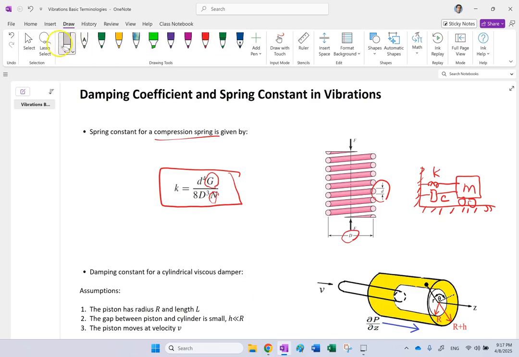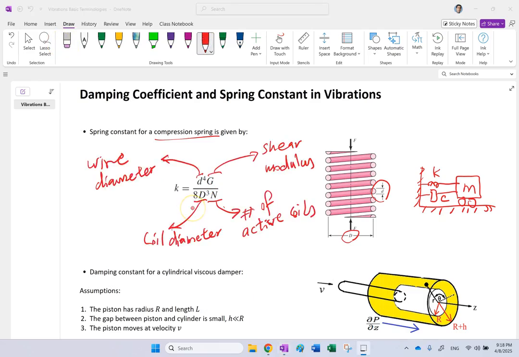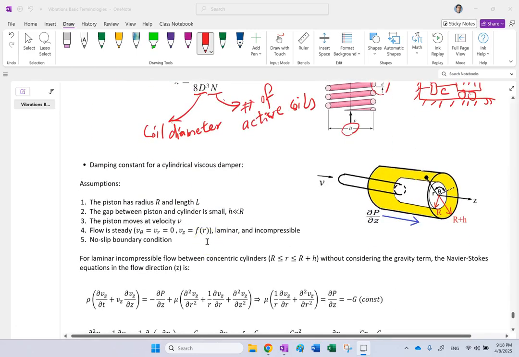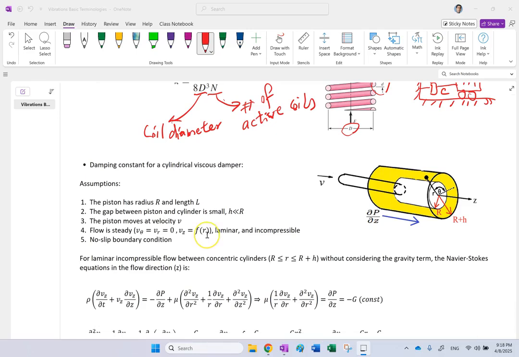And as I said, in this formula, N here is the number of active coils. Capital D is the coil diameter, small d is the wire diameter, and G is the shear modulus. Okay, so this is for a spring constant. Now, for calculating the damper constant or damping coefficient, that needs a little bit more calculation.